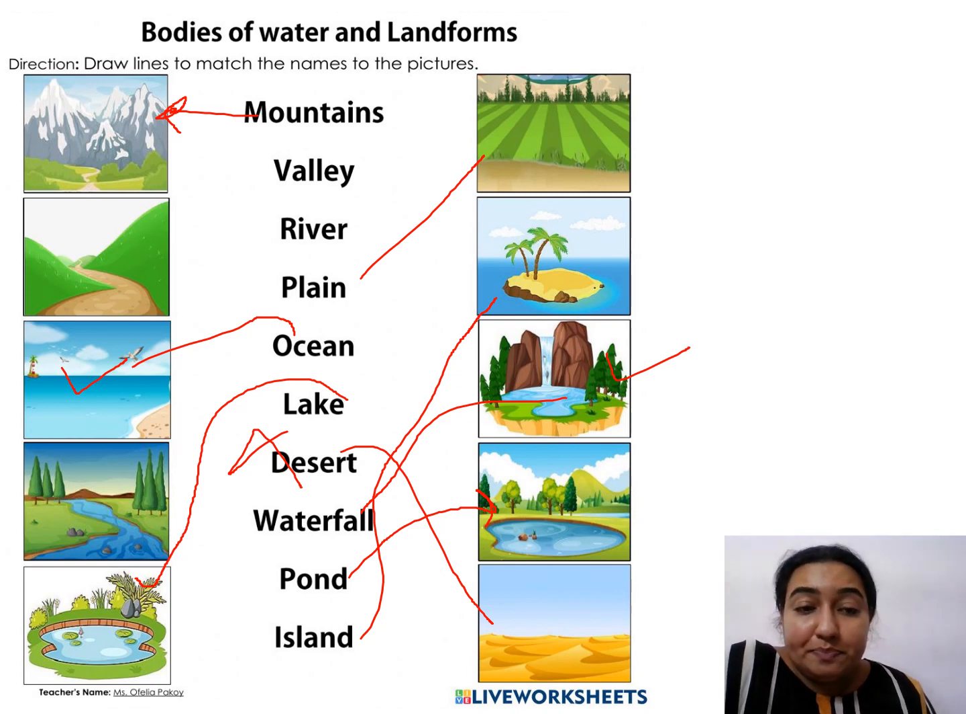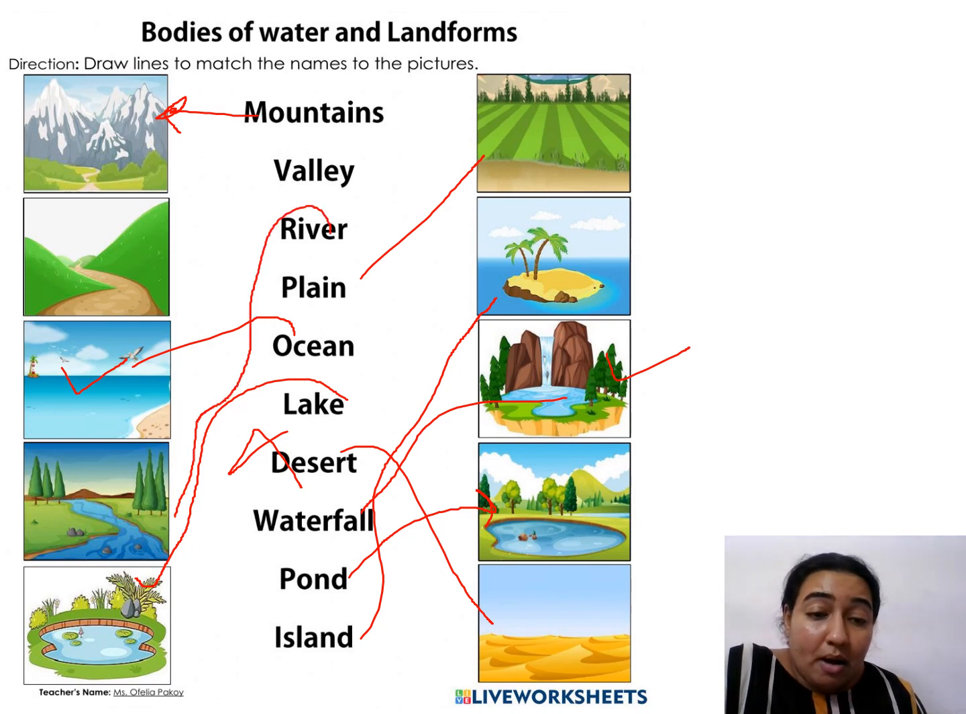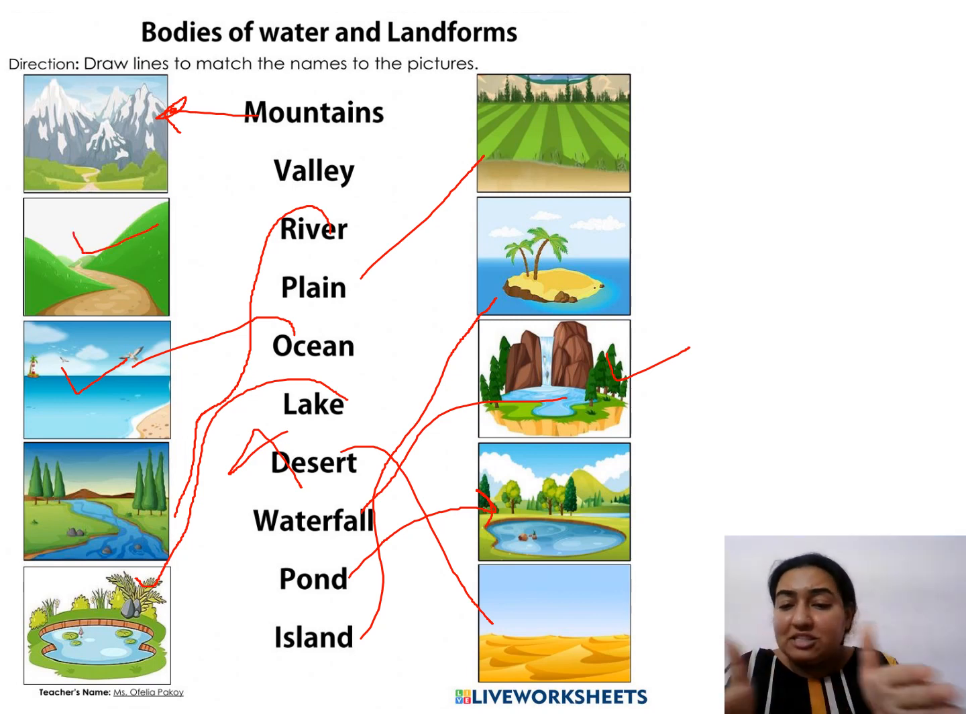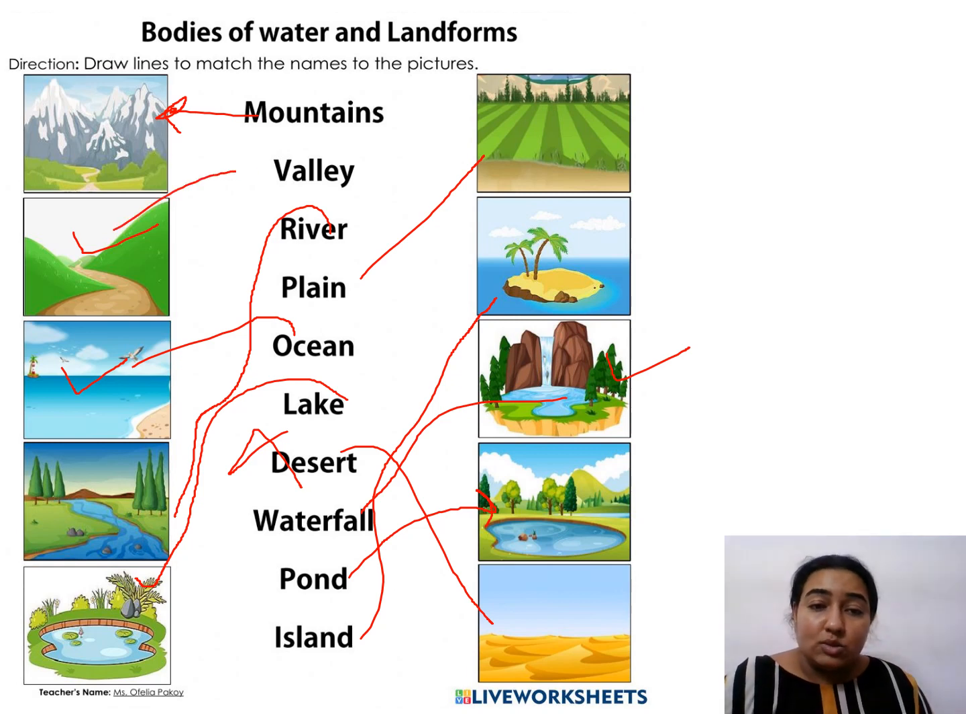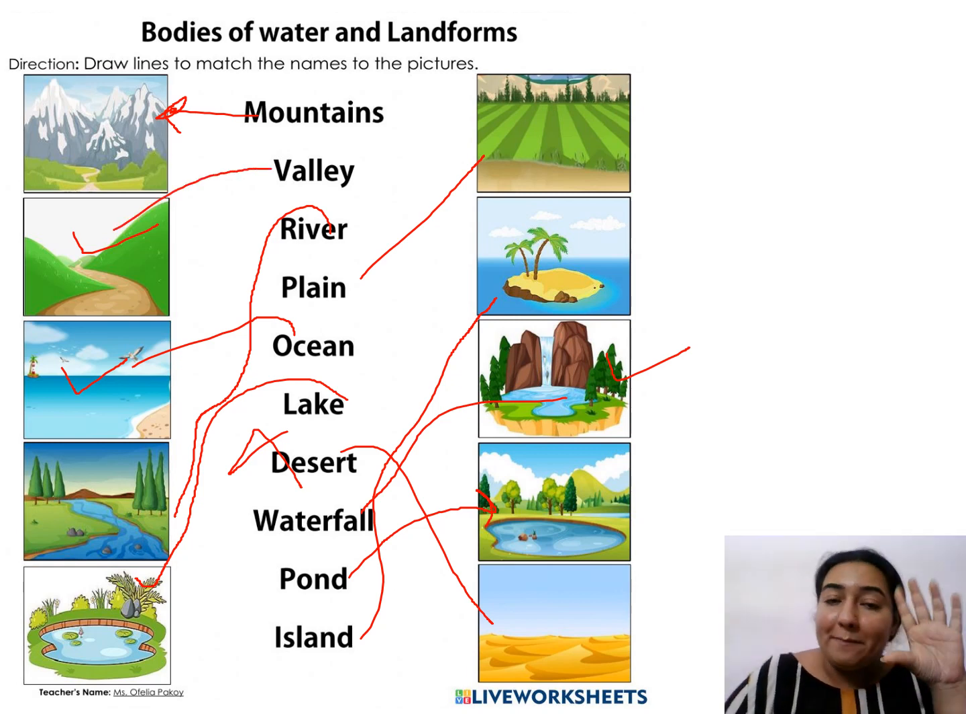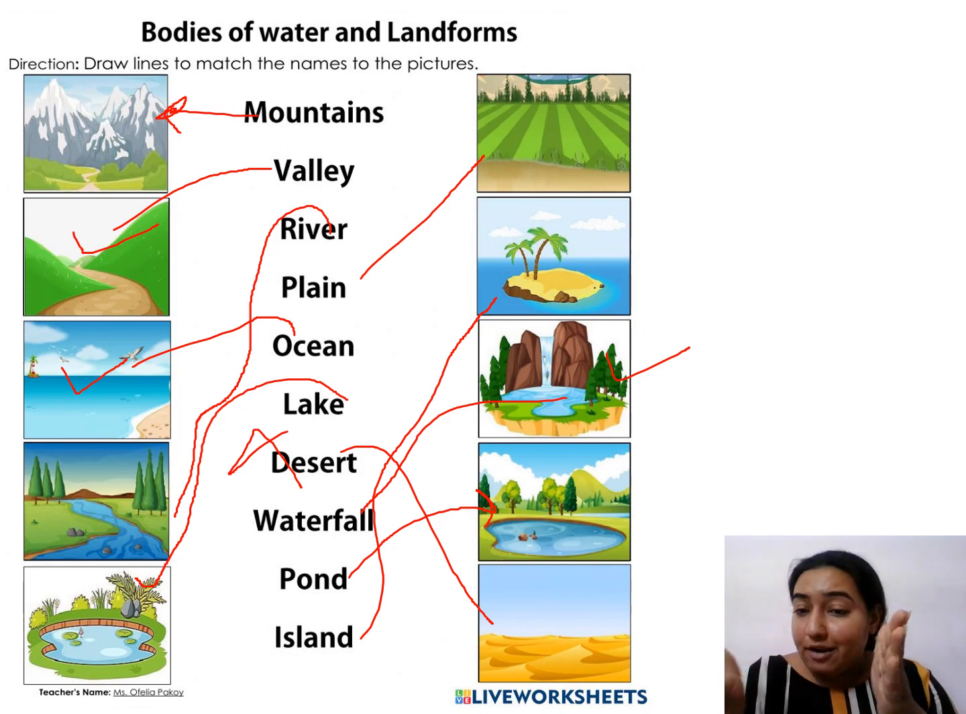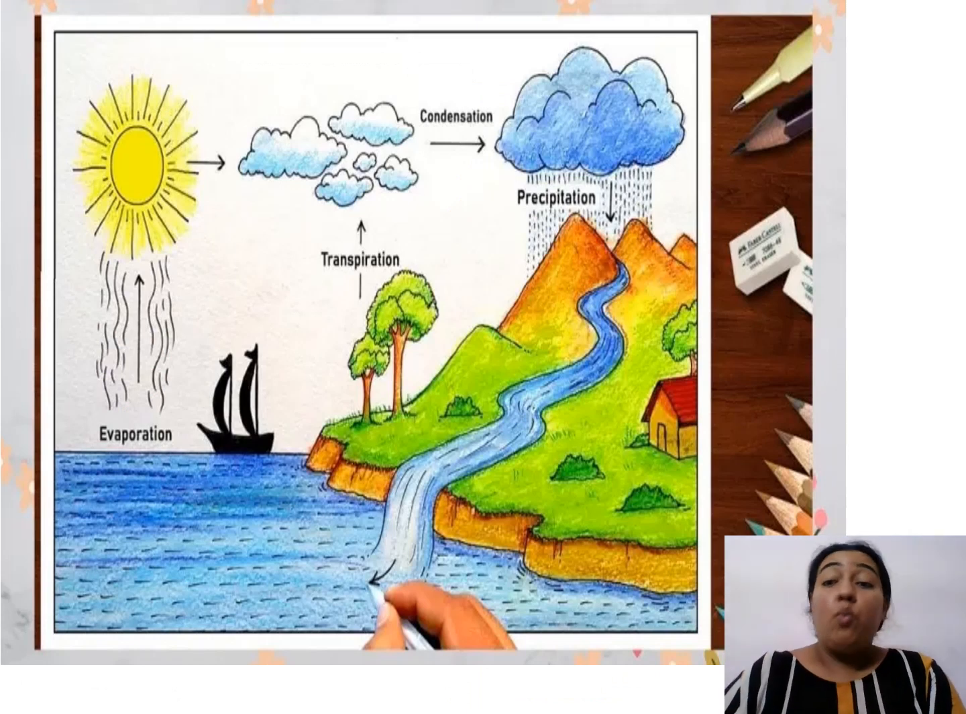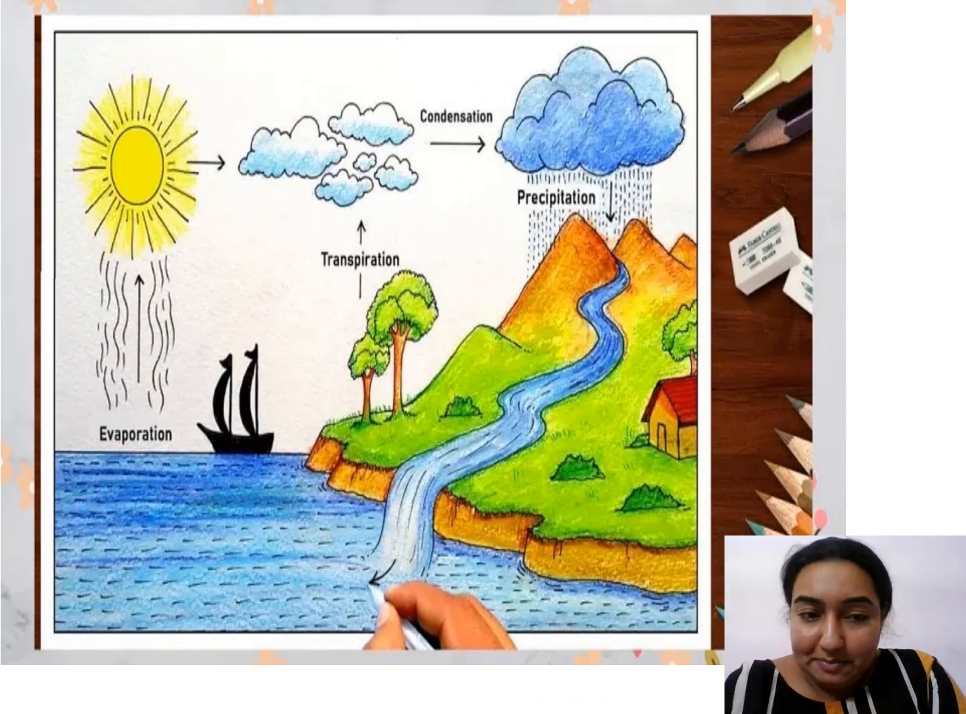Where is the river? The river is over here, coming from the mountains and joining others, right? And the valley. We also know that a valley has a narrow passage in its path. So this is the valley. I hope up until here the different landforms and water bodies are clear to all of you. So let's move forward and see what else.